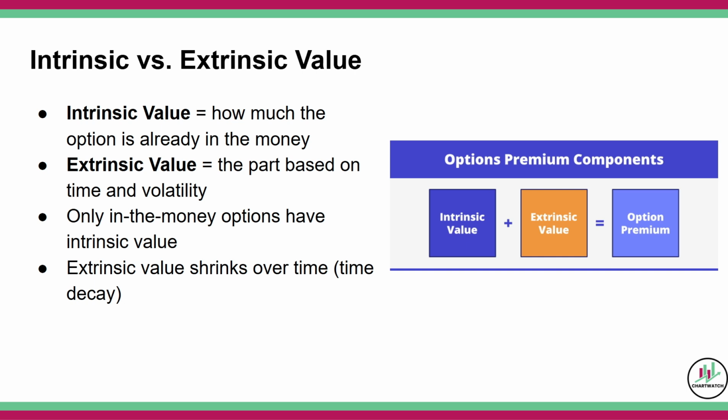Also, extrinsic value does decay over time. As expiration gets closer, that value shrinks. This is why options lose value day by day, which is a concept called theta decay. We're going to talk about it later. Even if a stock doesn't move at all, an option can lose value simply because it's running out of time, and that's the effect of extrinsic value fading.